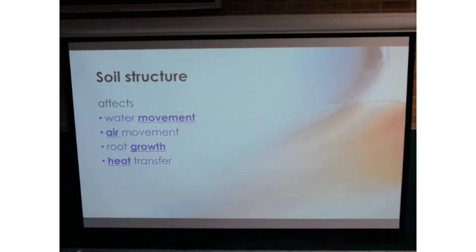And why are we concerned about soil structure? Because soil structure is able to affect water movement, air movement, plant root growth, and heat transfer. Commonly, it affects those things, but more than that, soil structure can affect other things too. But those are the common and major ways soil structure affects things. That's why we need to know about soil structure.